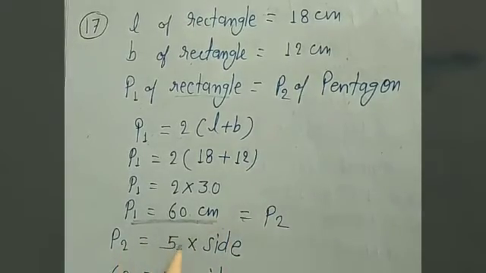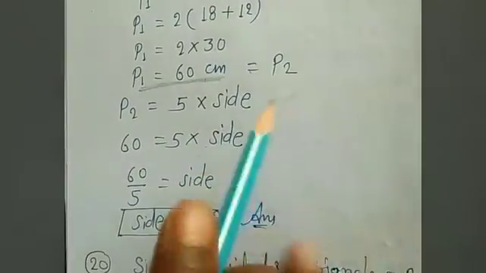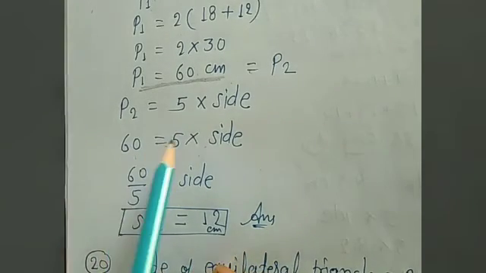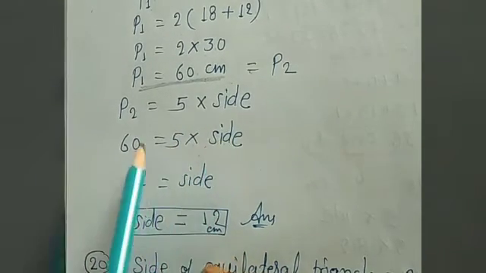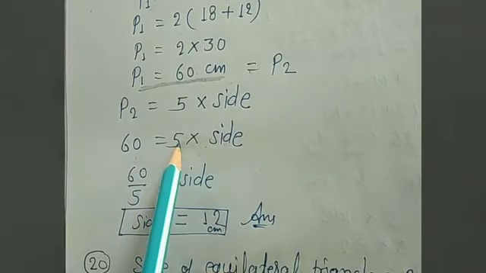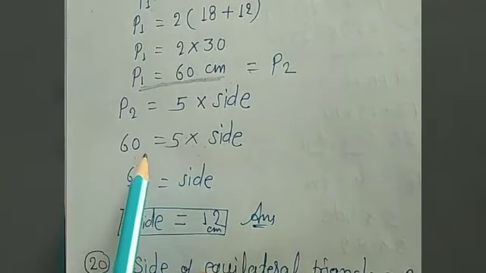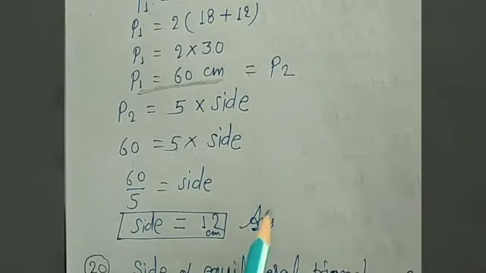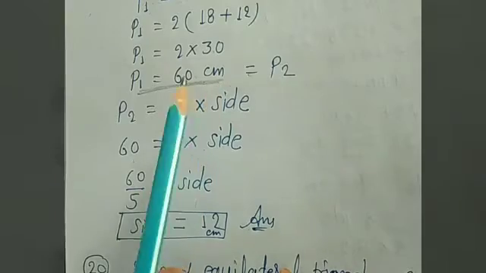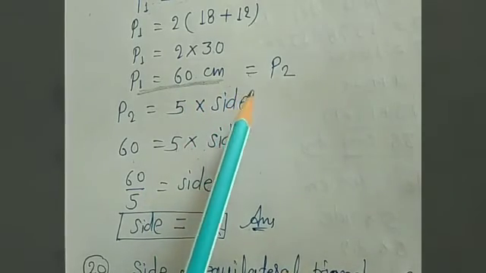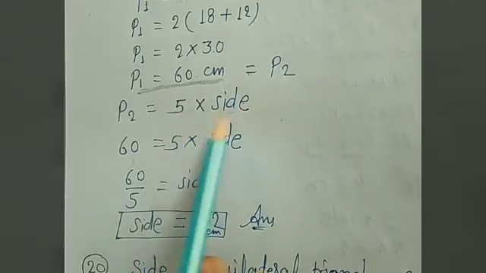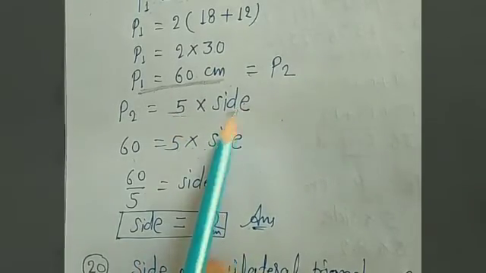Means P2 is 5 into side, and P2 we have found already, that is 60 centimeter, equal to 5 into side. Then side will be 60 upon 5. 5 will go to the division, then side equals 12 centimeter. This is a very simple question. Simply first of all find out the perimeter of the rectangle. The perimeter of the rectangle will be the perimeter of the pentagon, 5 into side. This is the formula of perimeter of a pentagon.